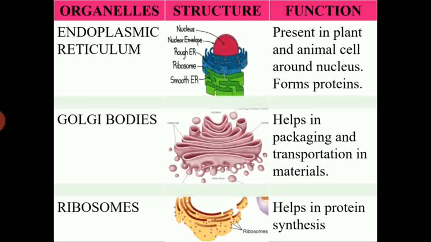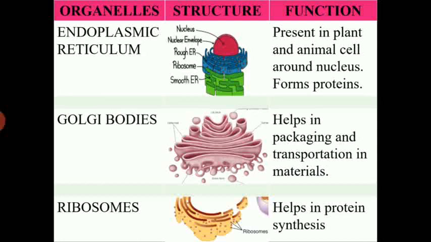The rough endoplasmic reticulum has ribosomes attached on its surface, which here you can see in blue color. So that is rough endoplasmic reticulum, and smooth endoplasmic reticulum, which is appearing here in green color, has no ribosomes attached on the surface. And endoplasmic reticulum is basically related to protein formation and lipid formation, oil formation inside the cell. This is our first organelle.